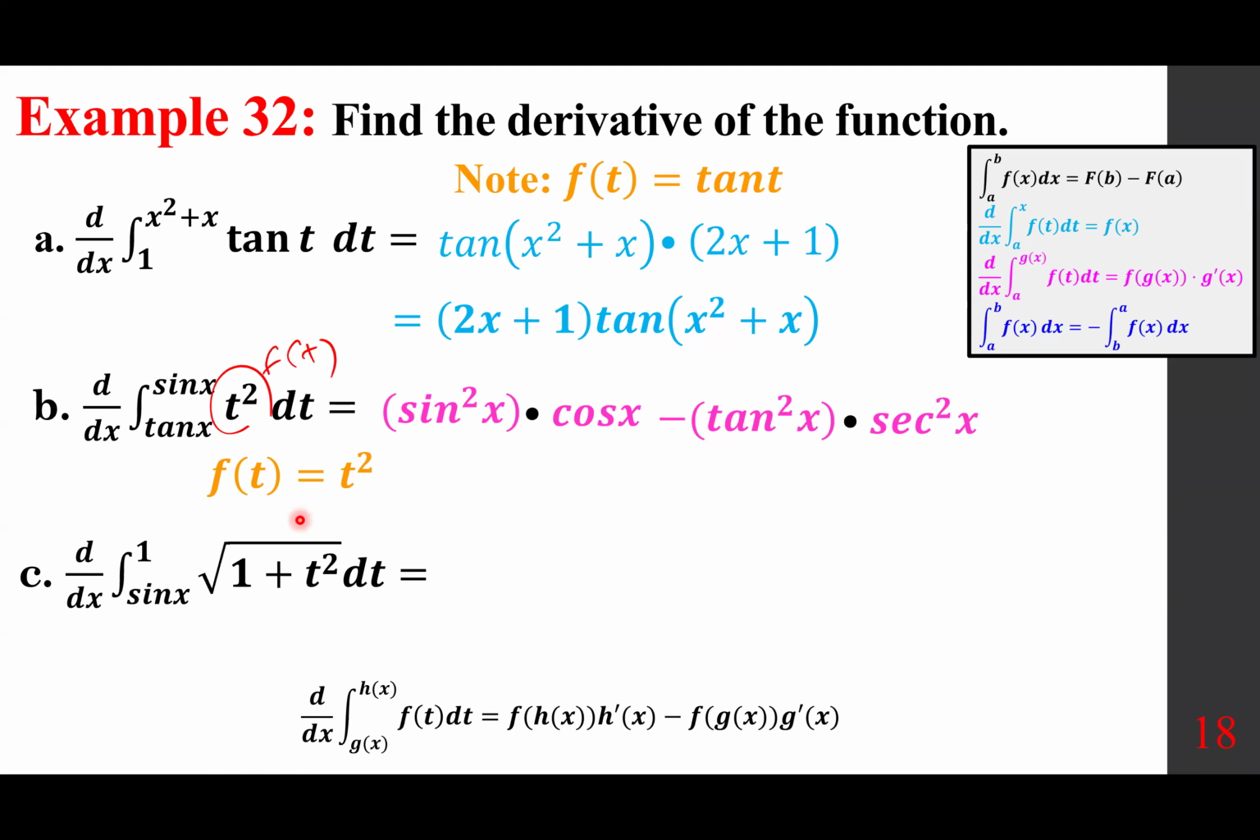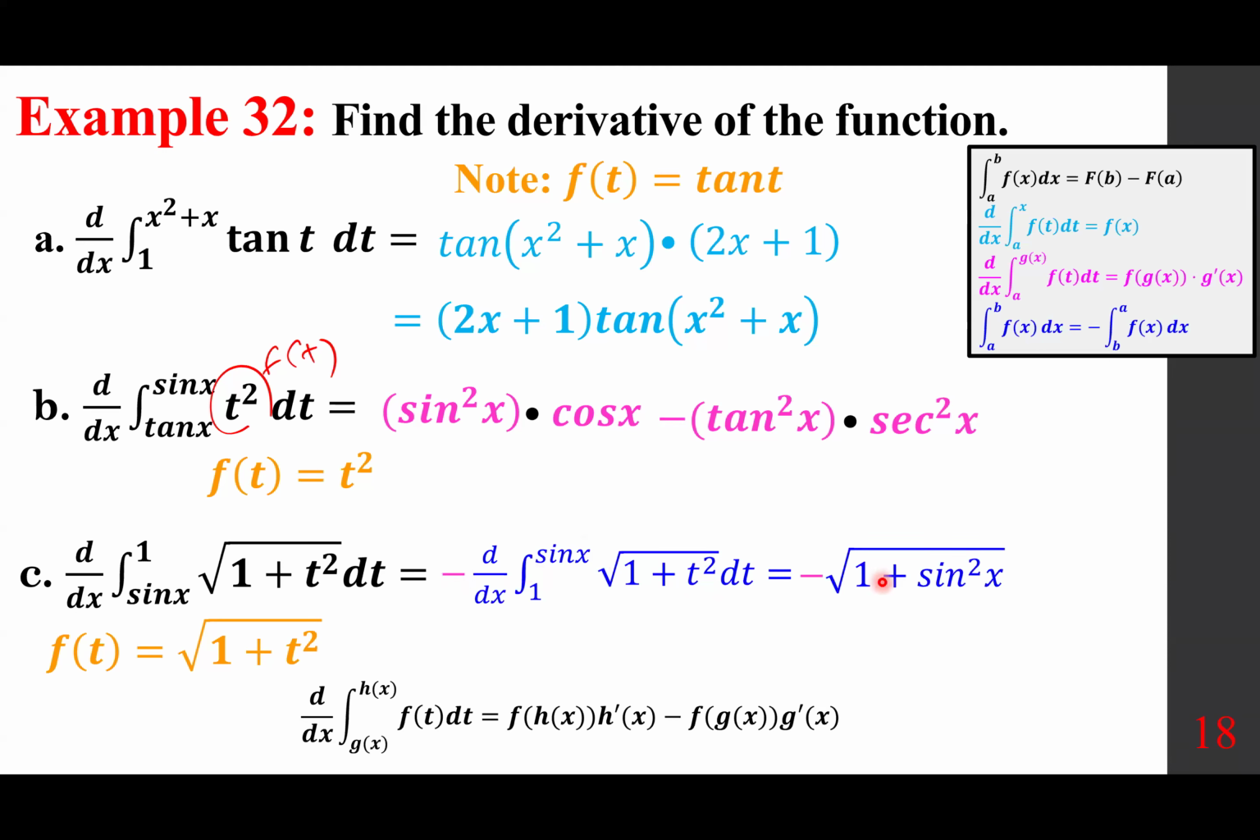The d dx of the integral from sine x to 1 of square root of 1 plus t squared dt. First and foremost, this is your function f of t. Okay. And because we know the formula from a to g of x, we are going to interchange the limits, and then we have to negate that. From sine x to 1, we can write from 1 to sine x, but notice we change the sign. And now f of t is the square root of 1 plus t squared. So we are going to replace the t with sine x. So minus is outside, square root of 1 plus sine squared x, and then the derivative of sine is cosine x, and we write it. This is the final answer.